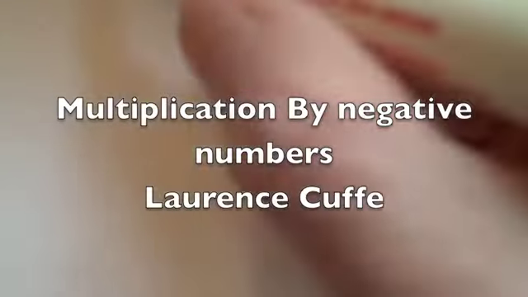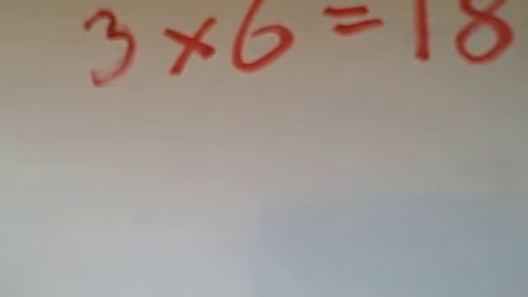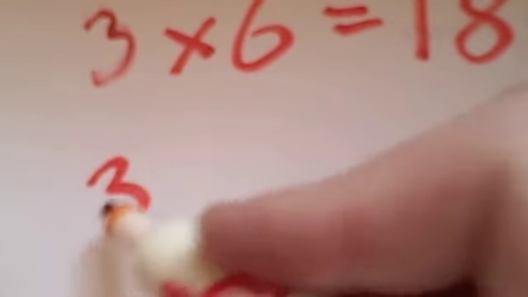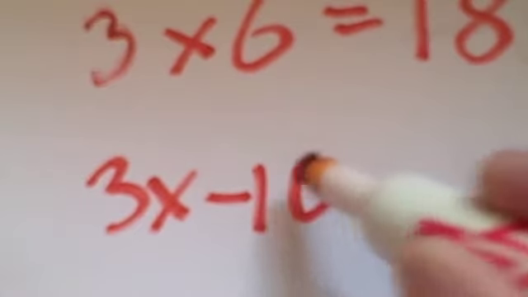Multiplication. So far, we've seen how to multiply numbers, even quite big numbers. So say 3 by 6 equals 18. Straightforward enough. What we're looking at today is what happens if we have 3 multiplied by minus 10.